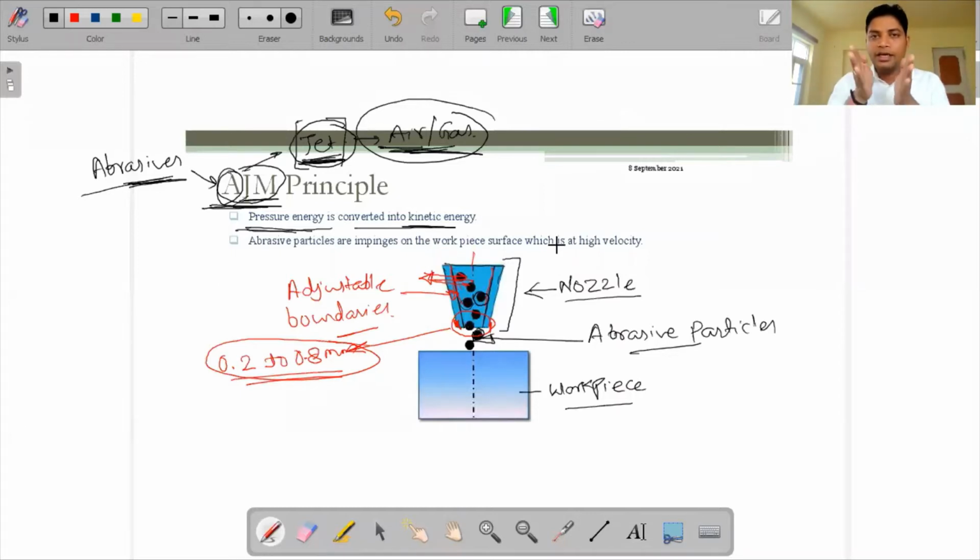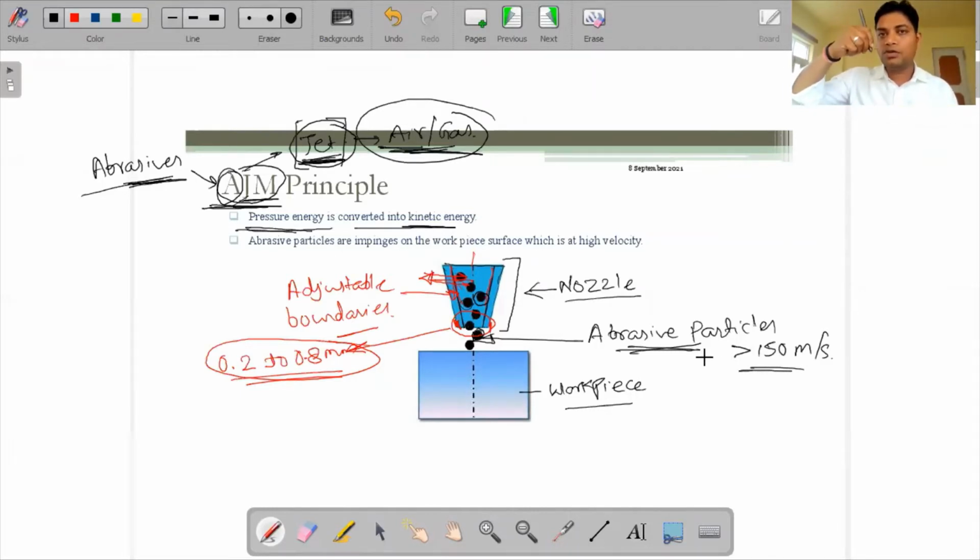When this air comes in contact with the atmosphere, it will vanish out and will not be visible. So here I am showing only the abrasive particles. These abrasive particles are moving with a very high velocity, above 150 meters per second. As I mentioned, the jet velocity we are using is greater than 150 meters per second.